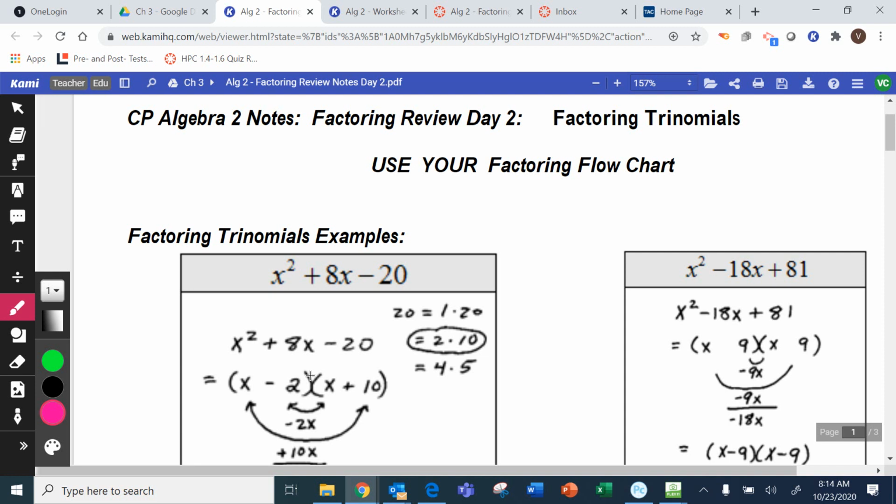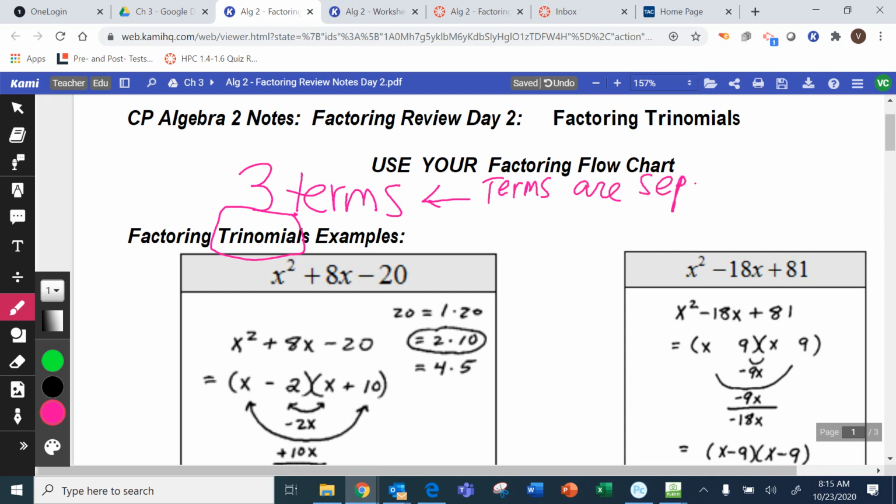So for this section of factoring, we are using these rules for trinomials, which are 3 terms. Remember last time we talked about terms being separated by plus or minus signs.